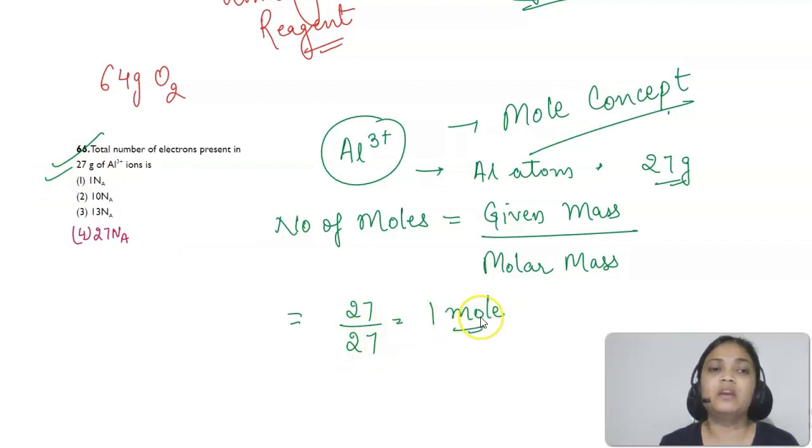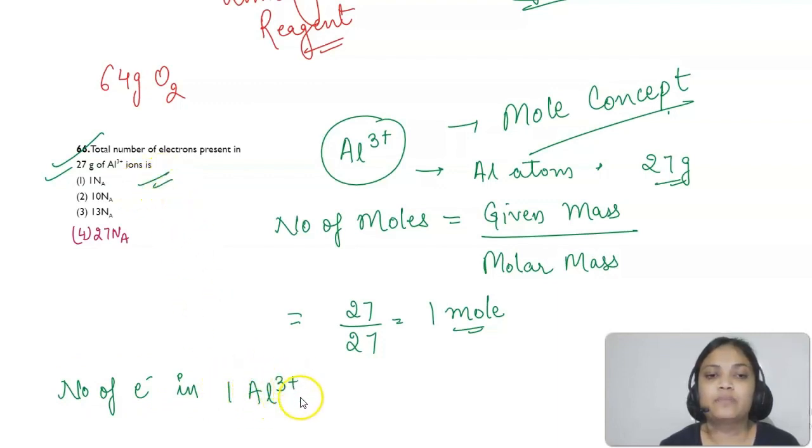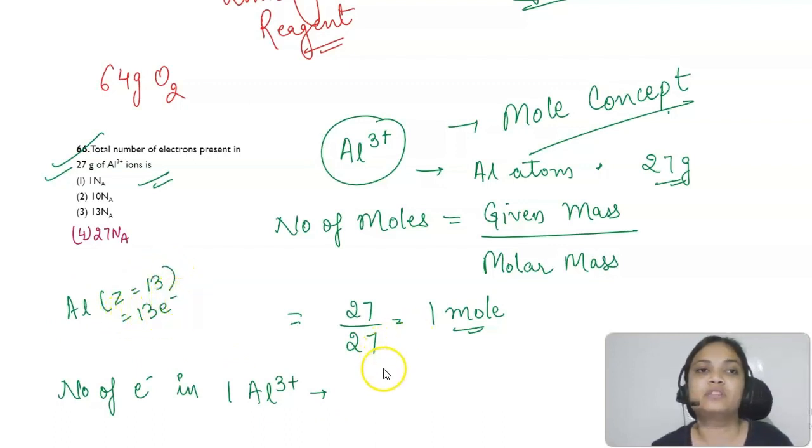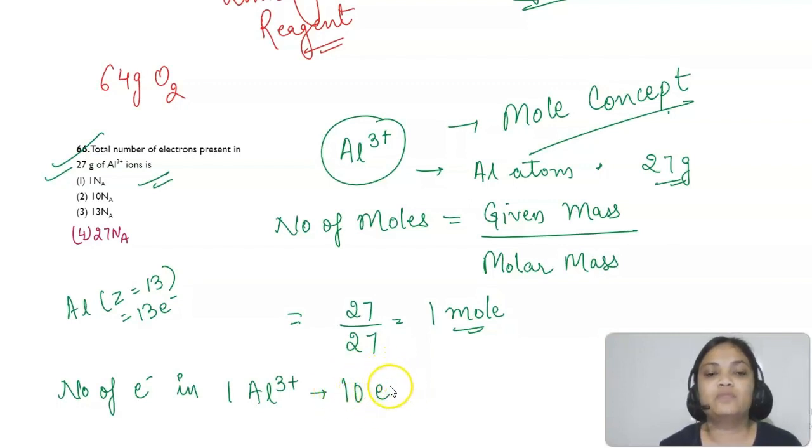Okay, now we need to find out the number of electrons. So please see the number of electrons in one aluminium ion. Aluminium has 13 electrons. You all know, right? Aluminium's atomic number is 13, so it has 13 electrons, but it is 3 positive, meaning 3 electrons it has lost. So one Al3+ ion will have 10 electrons.